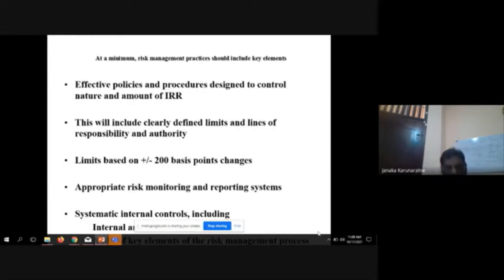Then, this will include clearly defined limits and lines of responsibility and authority, whatever the changes based on plus or minus some basis points. So here, depending on your income, whether it's 100 plus, 200 plus, or whatever. Then appropriate risk monitoring and reporting systems. So you need to have an appropriate system for risk monitoring and also the reporting. And then the systematic internal controls, including internal and external review, and also key elements of the risk management process.